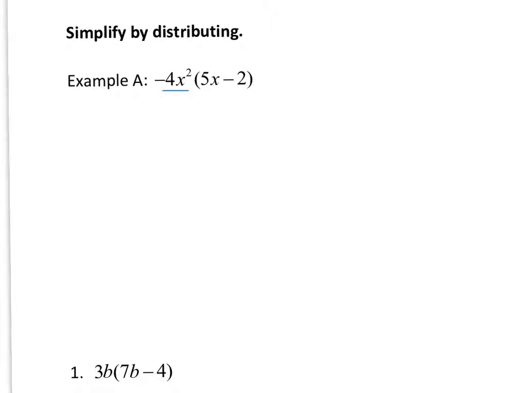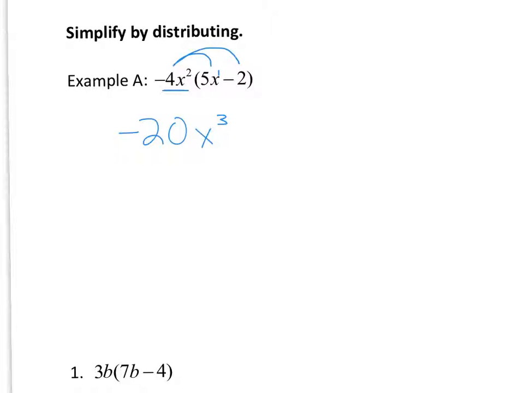But in this problem, we're going to distribute the negative 4x squared to the 5x and to the negative 2. So when I do that, negative 4x squared times 5x, well, I can multiply the number parts together. Negative 4 times 5 gives me negative 20. And then the x squared times the x gives me x to the third. Remember, add the exponents. It's like x to the first.